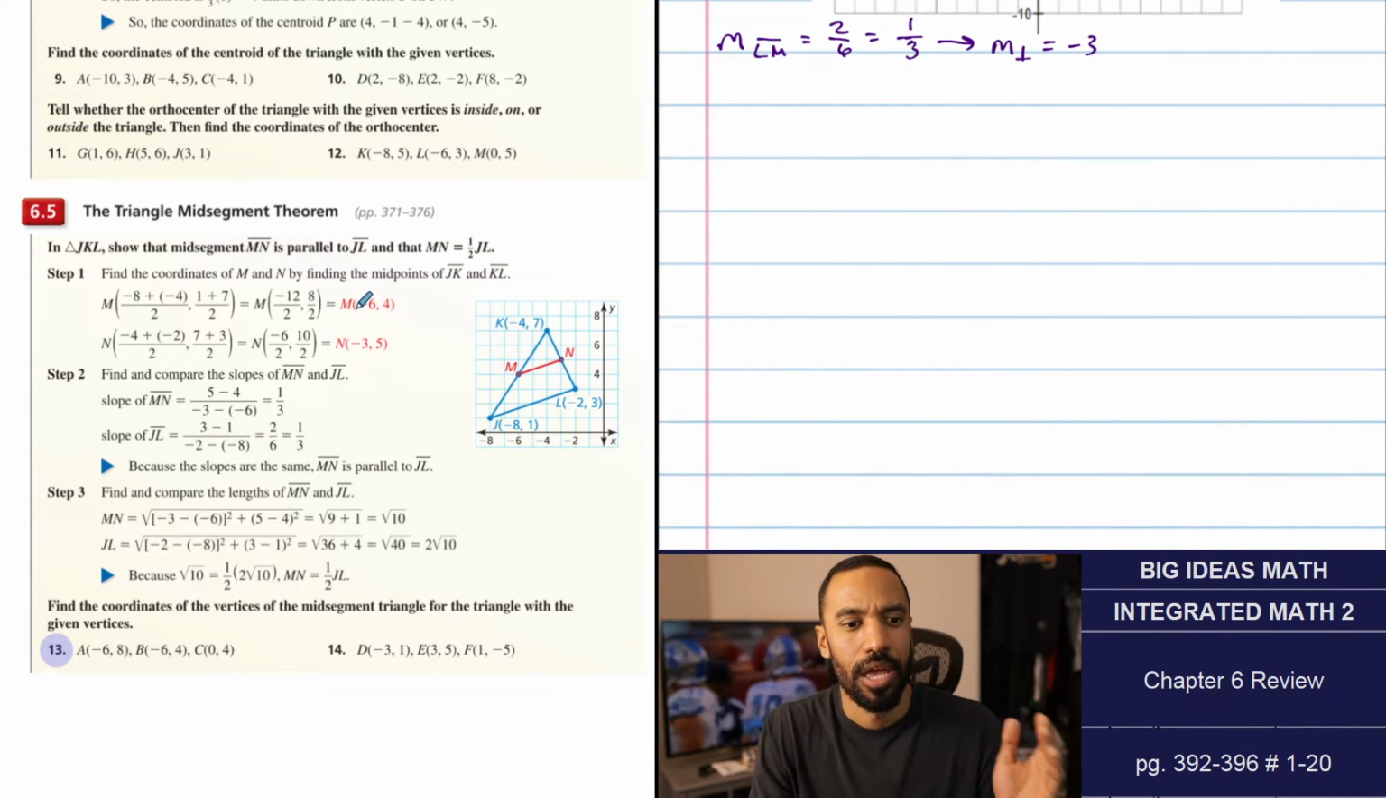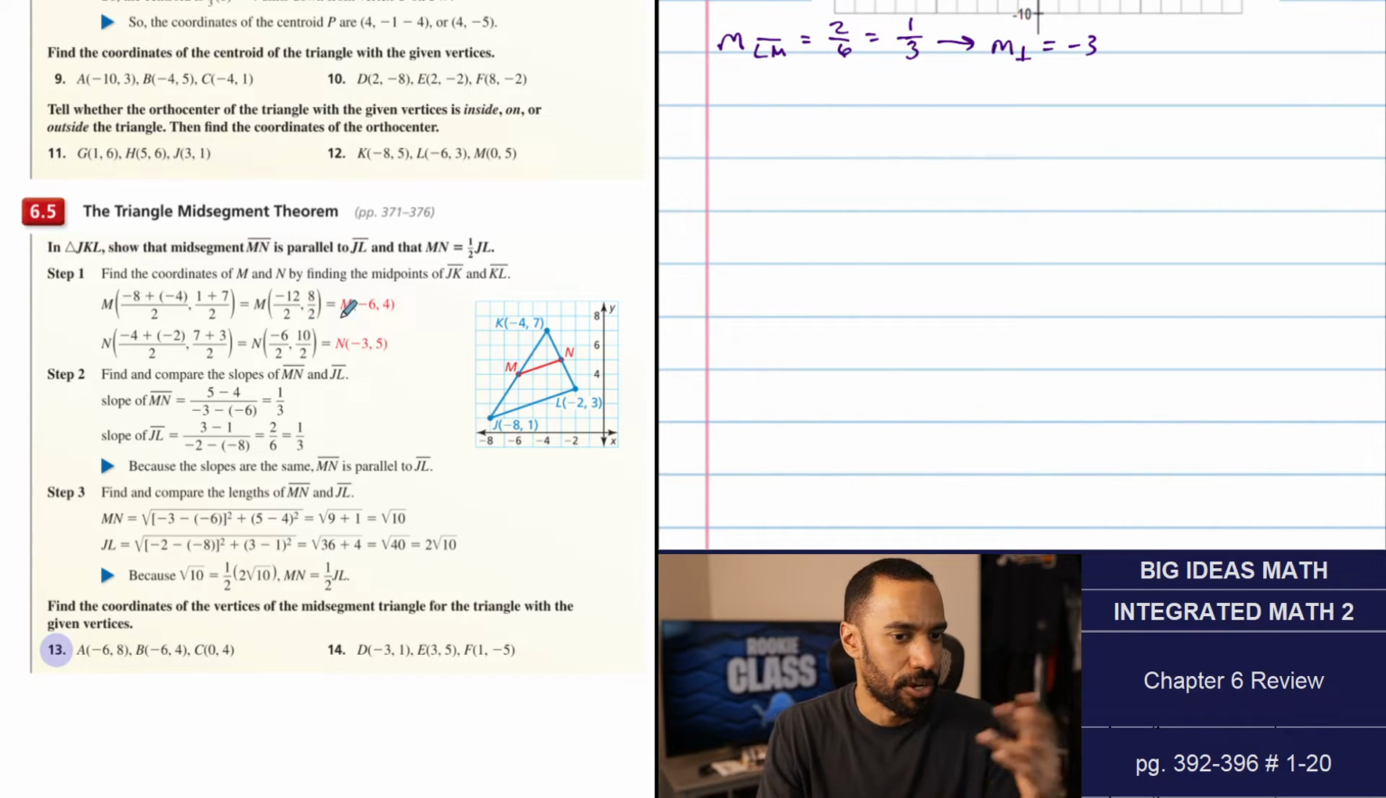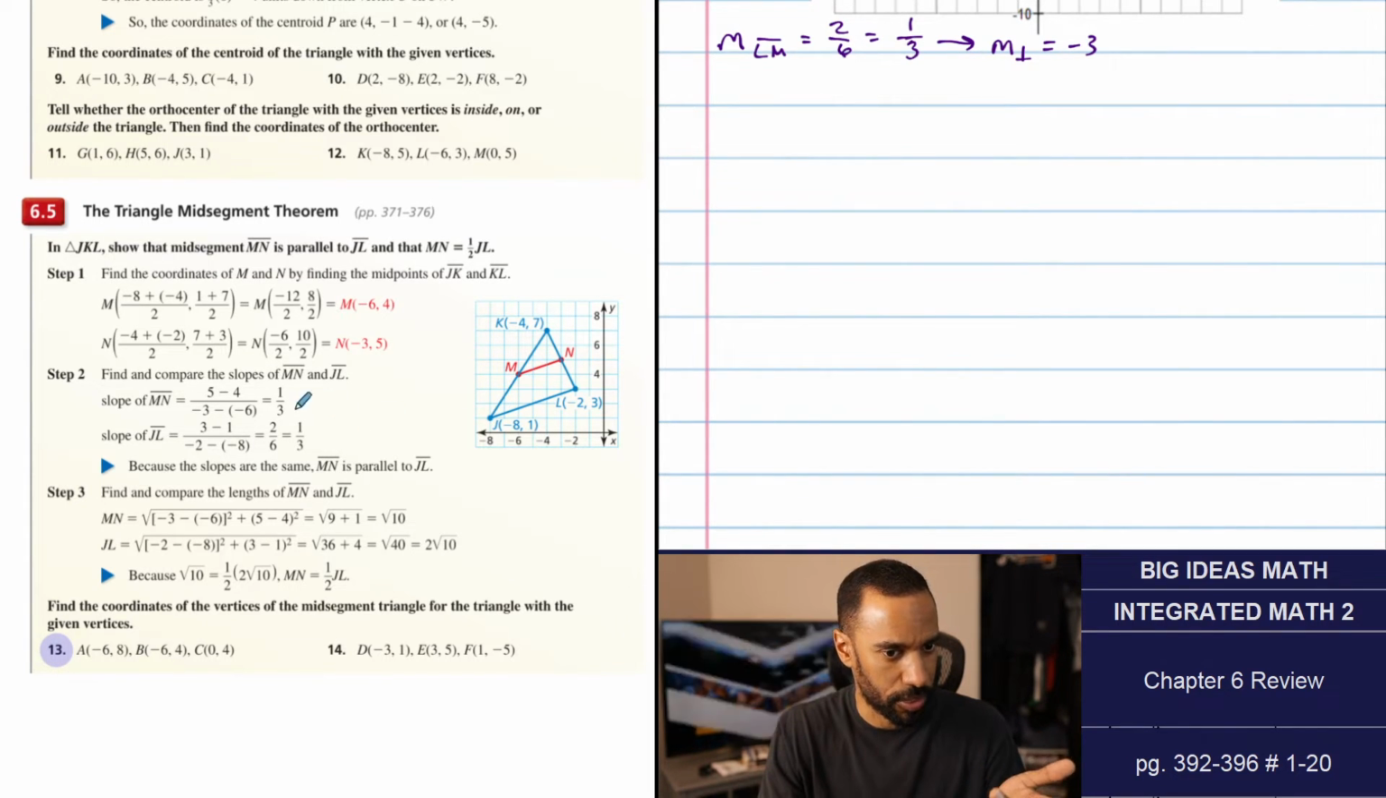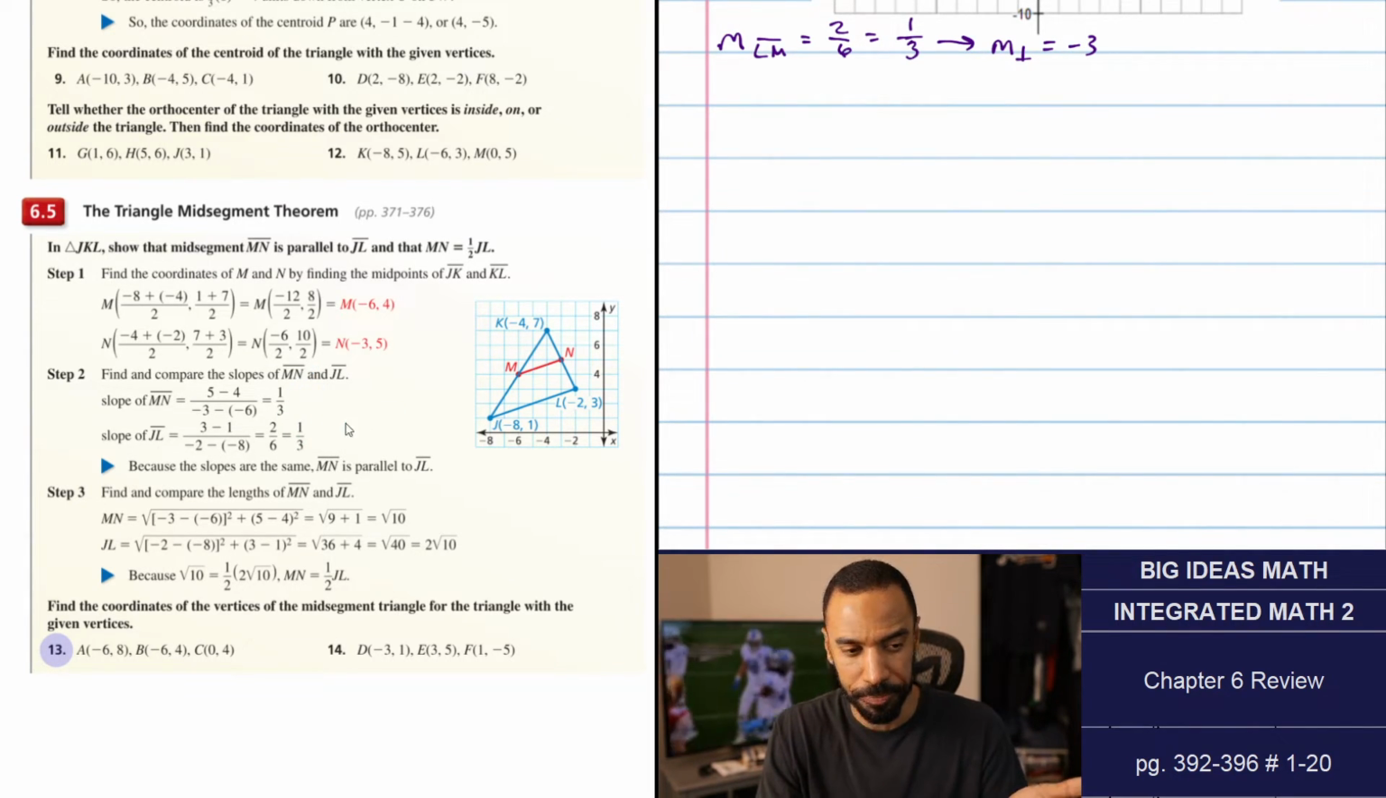So they're going to use their midpoints to actually find M and N, their formulas. I would just count half distances there. Draw a segment through it, what have you. Use those ordered pairs to calculate slopes. The slope of MN is 1/3. The slope of JL is 1/3. Same slope means the lines are parallel.